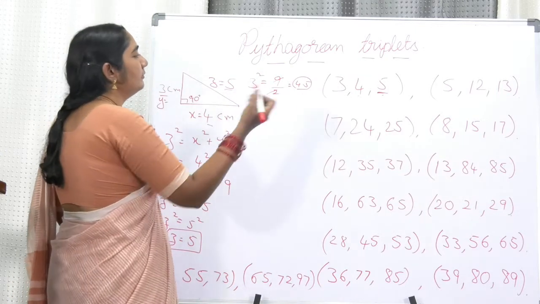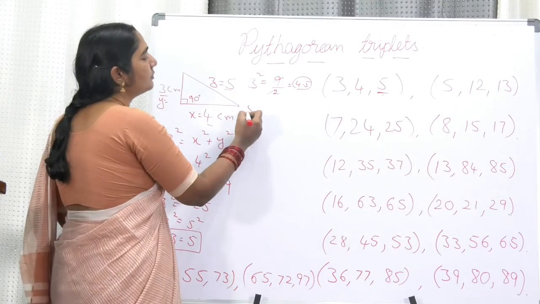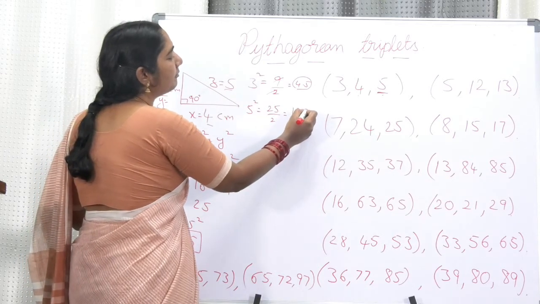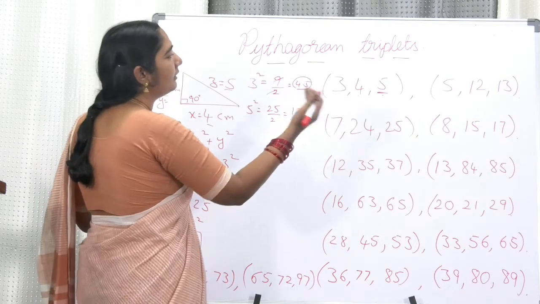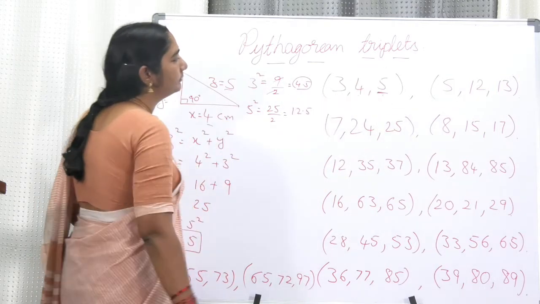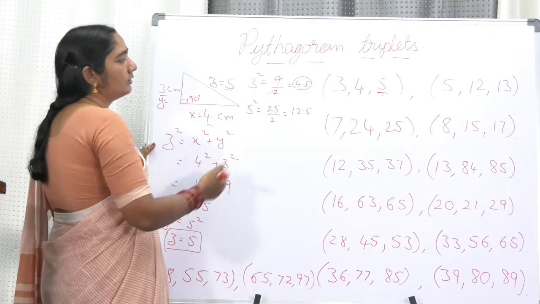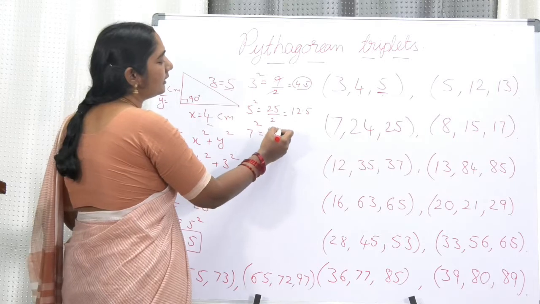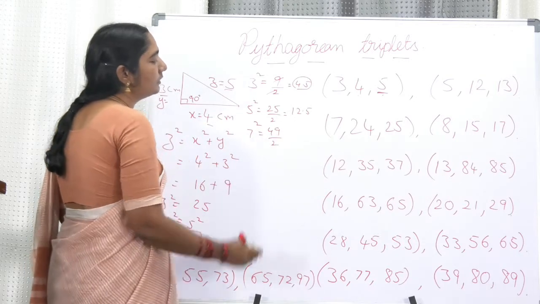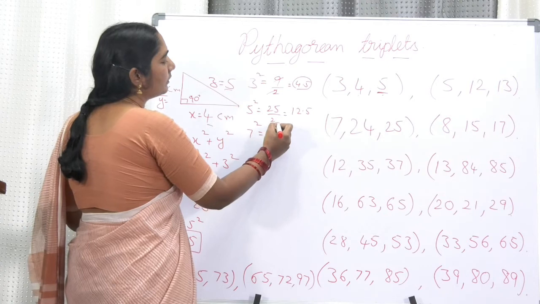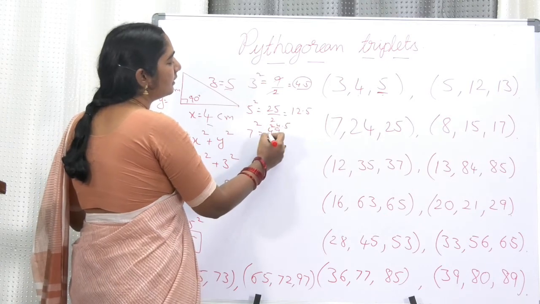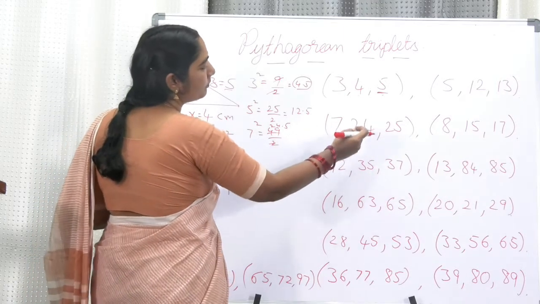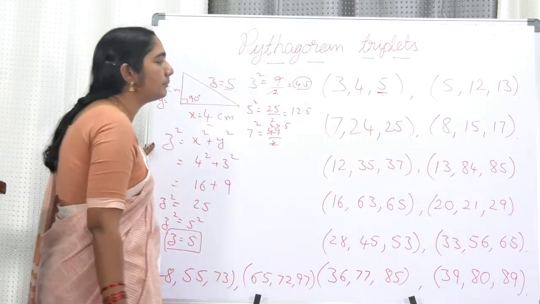Okay, now one more example. If you take 5 square, 5 square is 25. 25 by 2 is 12.5. So 0.5 that side and 0.5 this side, which is 12 and 13. So I think now you understood. Same with 7 also. 7 square is 49. Divide by 2, 2 4's are 8, so 24.5. So 24.5 means 24 and 25 become a triplet with 7.